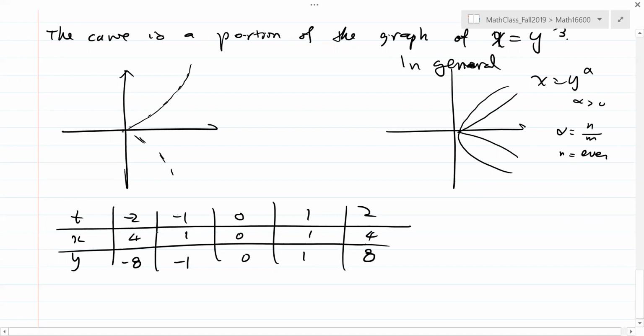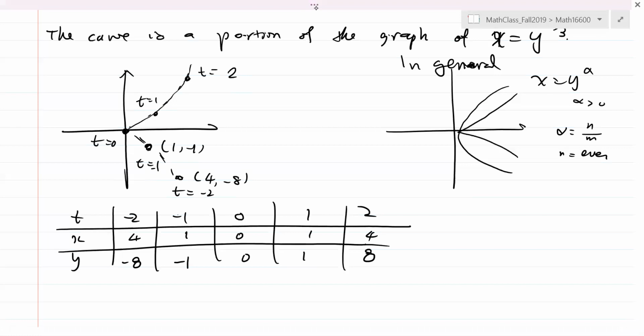4, negative 8 is here. So when t equals negative 2, and 1 and negative 1 is here, when t equals negative 1. And this is 0 and 0 is here. And then the 1 is here when t equals 1, and this is when t equals 2. So the picture is clear to me, the graph goes like that.